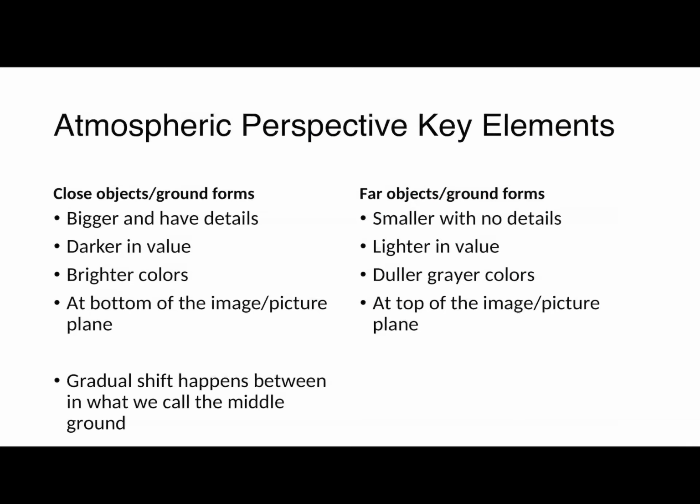And in this comparison chart, we have close objects and far objects, which we call the foreground for the close objects and the background for the far objects. And in between, we have something called the middle ground, where there's a gradual shift. Gradually, things start getting smaller. Gradually, things start getting lighter. They get duller. So it isn't just a front and a back. There is a middle that happens in a landscape as well.